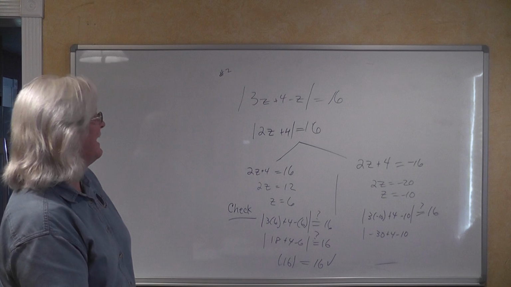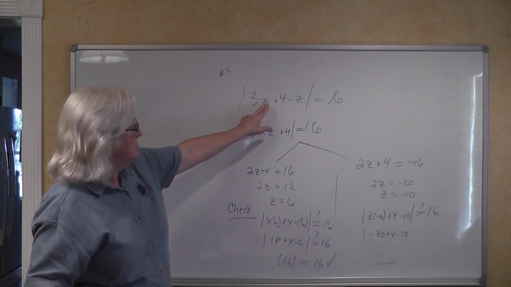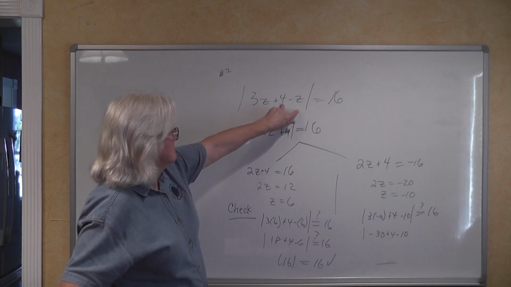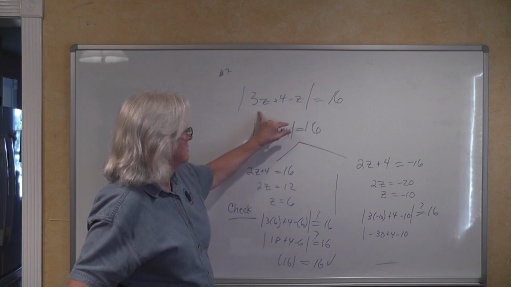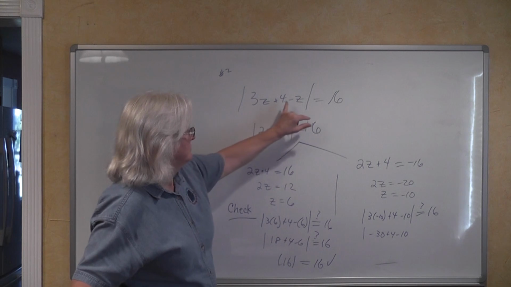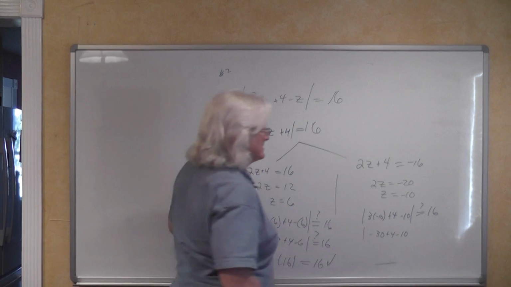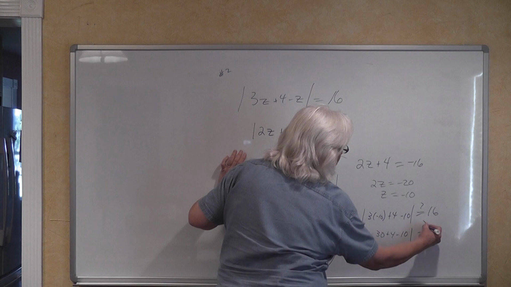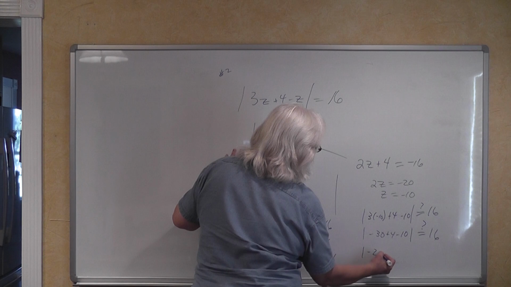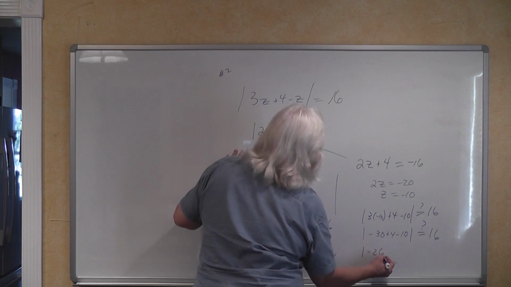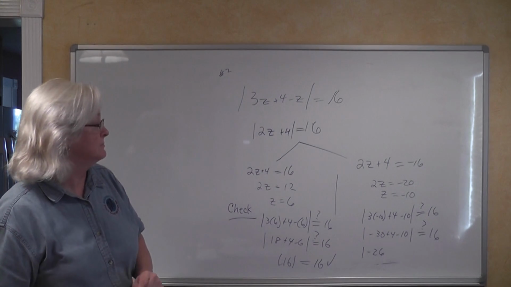Okay, what did I do wrong? Let's see. 3z plus 4 minus 10. Negative 10. Negative 30 plus 4 is minus 26. Okay, can't add in my head. That was a little bit scary to me. Is that equal to 16? I have the absolute value of a negative 26. Okay, who sees what I did?